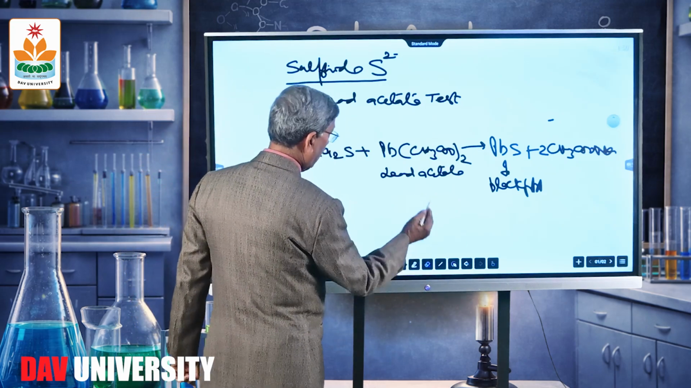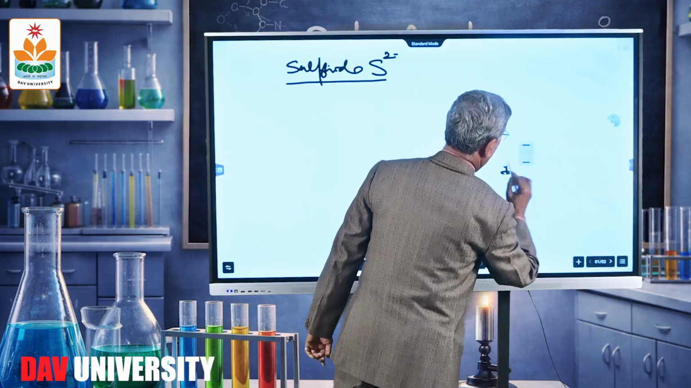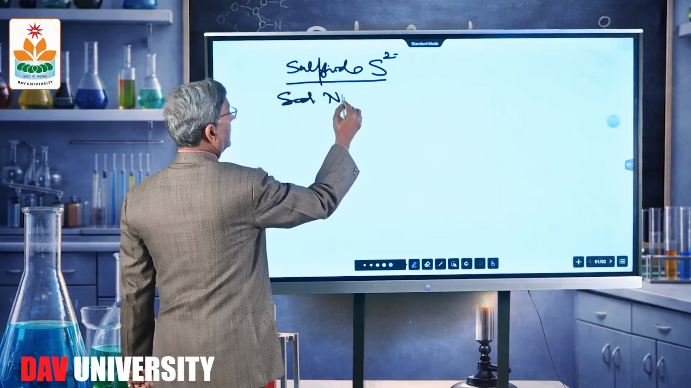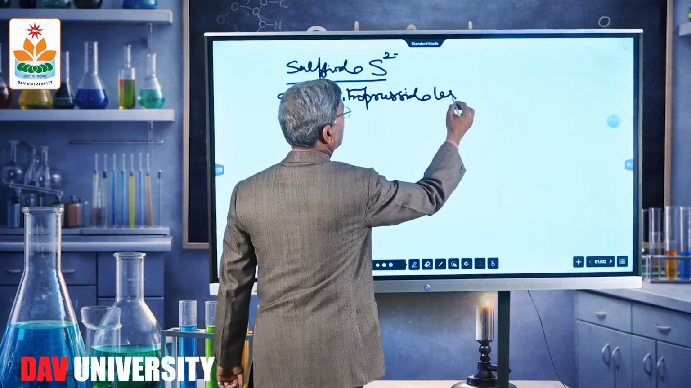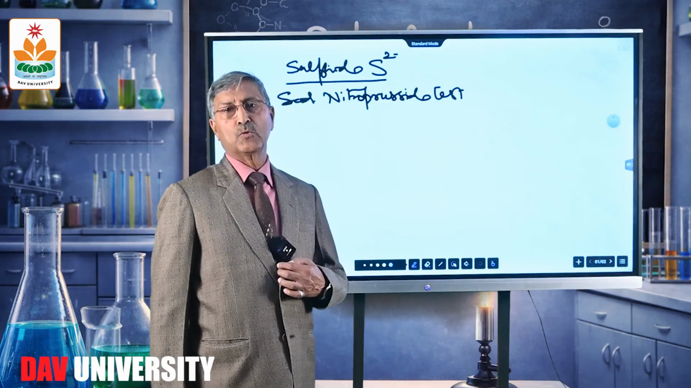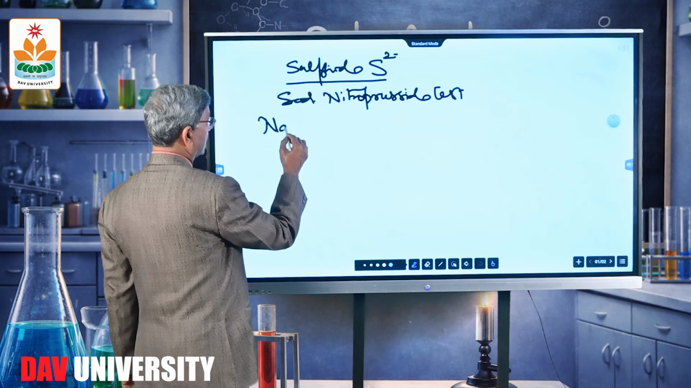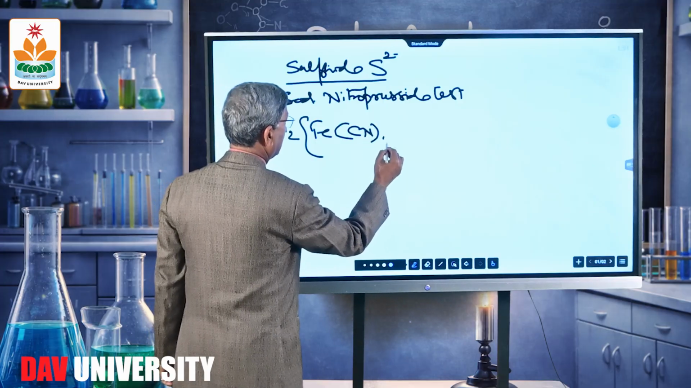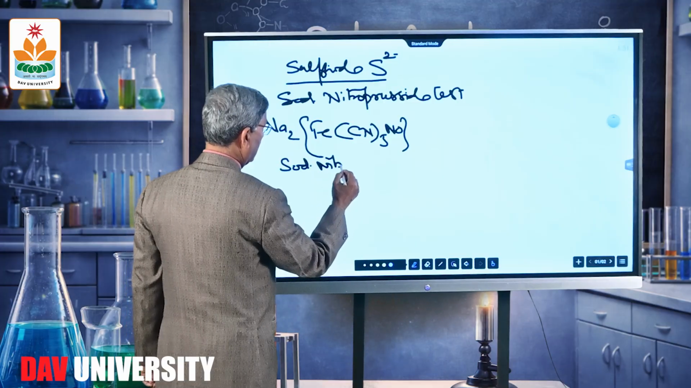Now, the second test for sulfide is the sodium nitroprusside test. What is this test? To the salt solution, we add a few drops of sodium nitroprusside solution. Sodium nitroprusside is this, Na2[Fe(CN)5NO]. This is sodium nitroprusside.